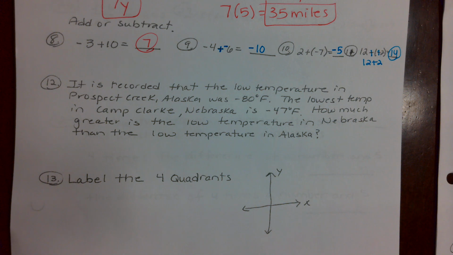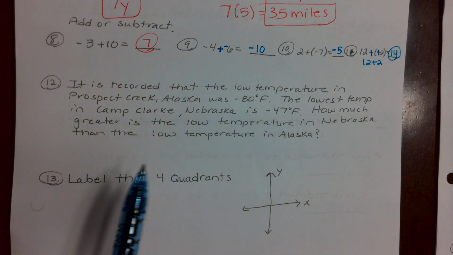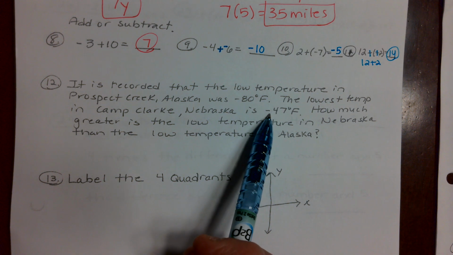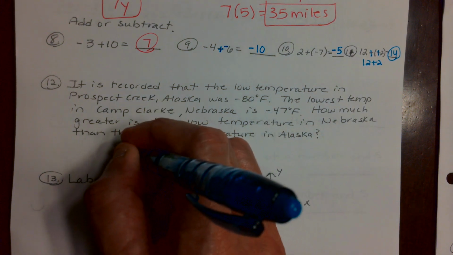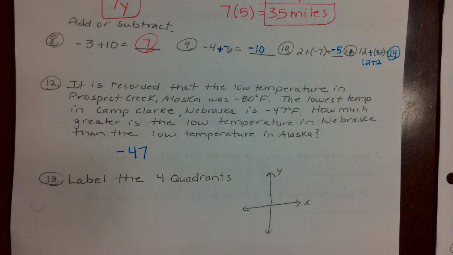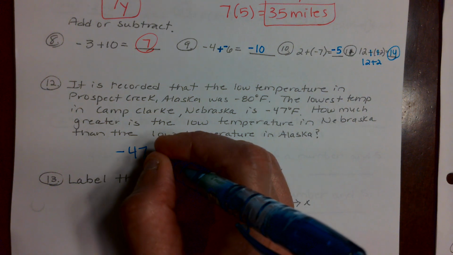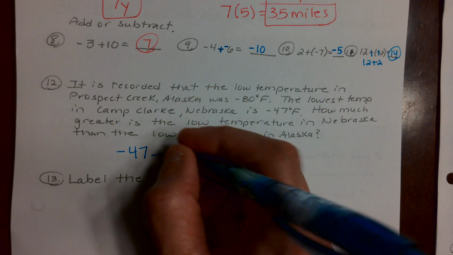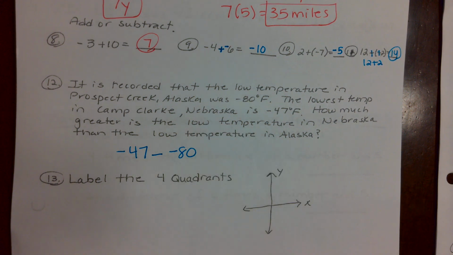Nebraska, Alaska. Okay. So we are basically going to subtract them and find out the difference. But you got to be careful which one is the bigger number. Ding, ding. So negative 47 is actually warmer than negative 80, then we're going to subtract the other temperature because we're looking for the difference of the two.